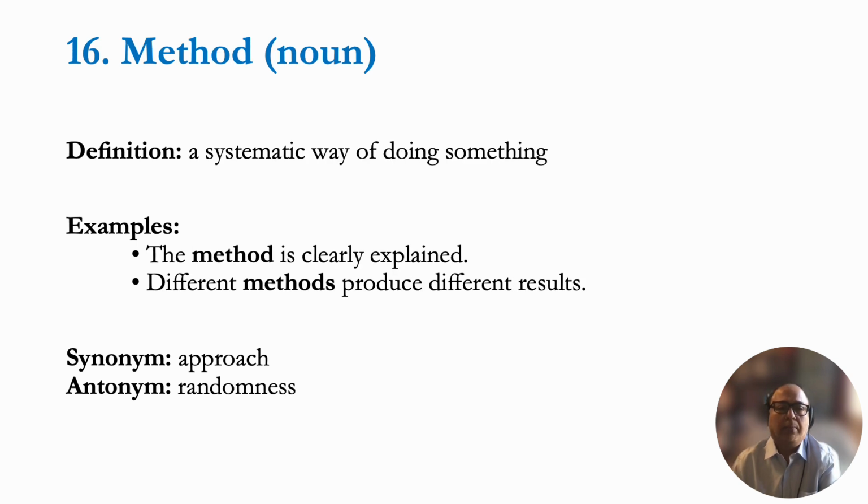16. Method. It's a noun. It means a systematic way of doing something. Two example sentences are: The method is clearly explained. Different methods produce different results. A synonym is approach. An antonym is randomness.